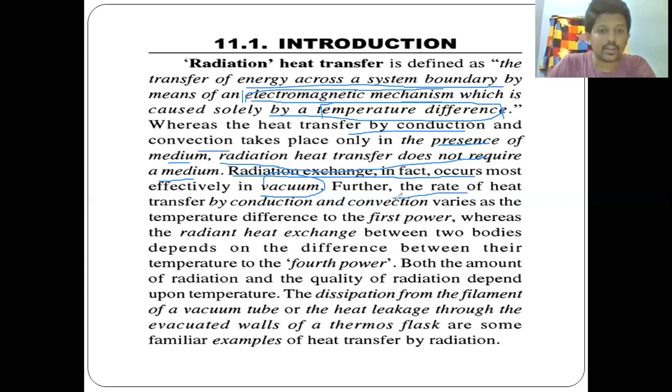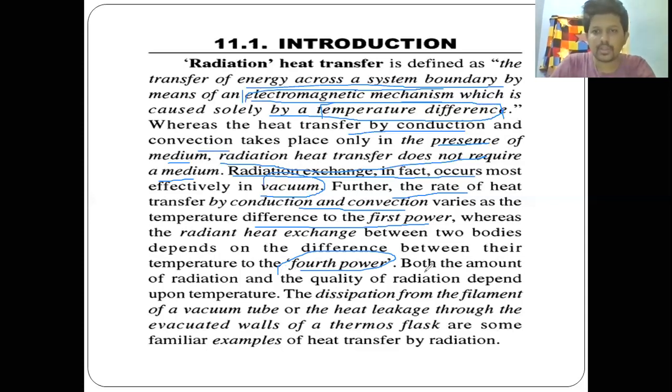Further, the rate of heat transfer by conduction and convection varies with temperature to the first power. We know the governing laws. For convection, we have written that Q is equal to hA delta T. The same way for conduction, we wrote Q is equal to kA delta T, or kA dT by dx. There the temperature difference is in the first power. But for radiation, it is in the fourth power, that means delta T to the power 4. We know the Stefan-Boltzmann formula: Q is equal to sigma A delta T to the power 4. For both conduction and convection, it is only the first power, but for radiation, it is the fourth power.